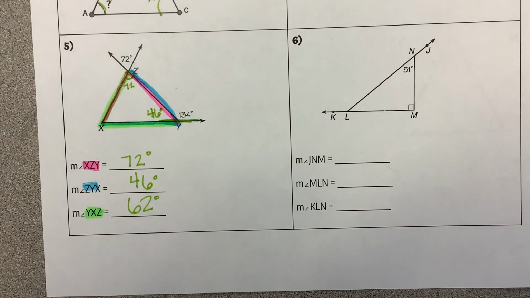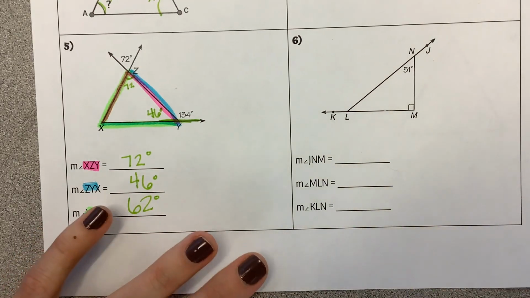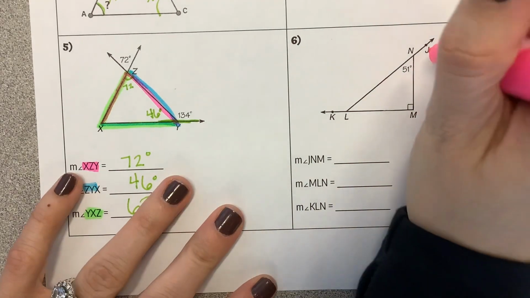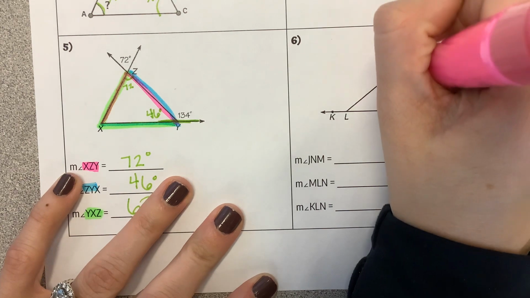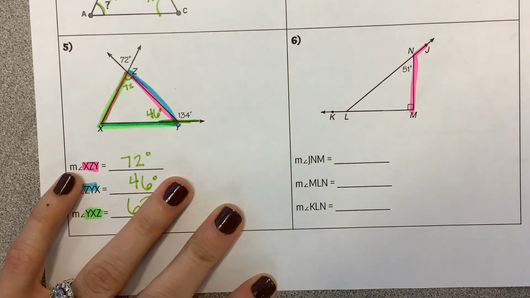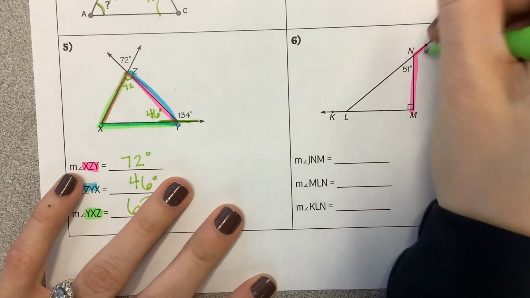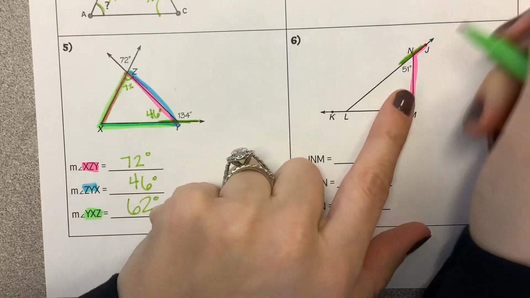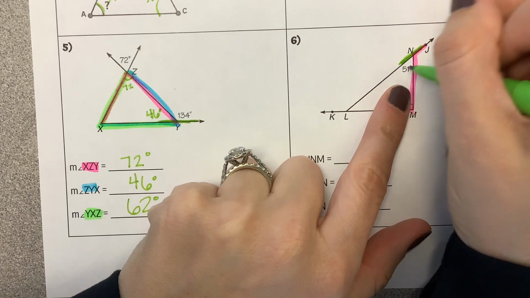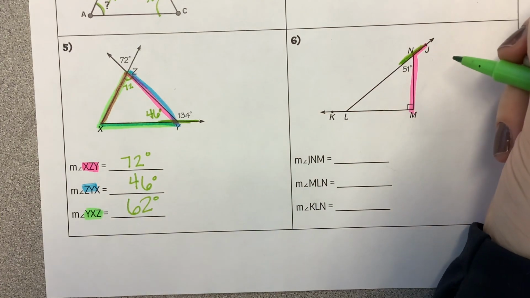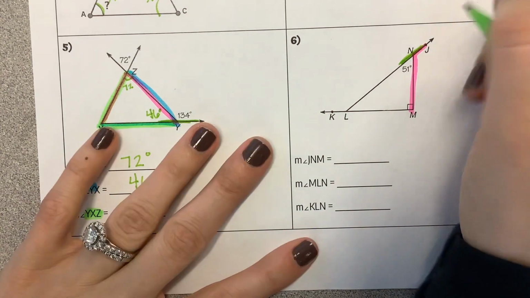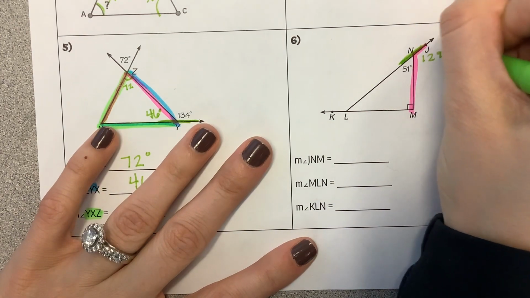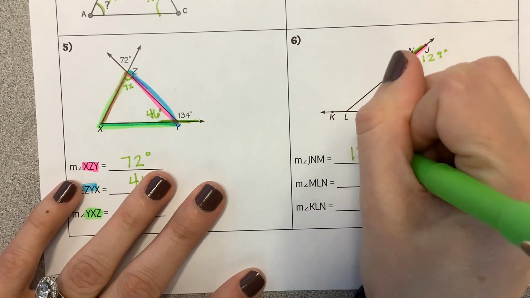Let's try another like that. So here we're looking at J, N, M. Starting at J, N, M is asking for this angle right here. These two make a straight line, which means that they're supplementary. So 180 minus 51 is going to tell us that angle measure, which is 129 degrees.